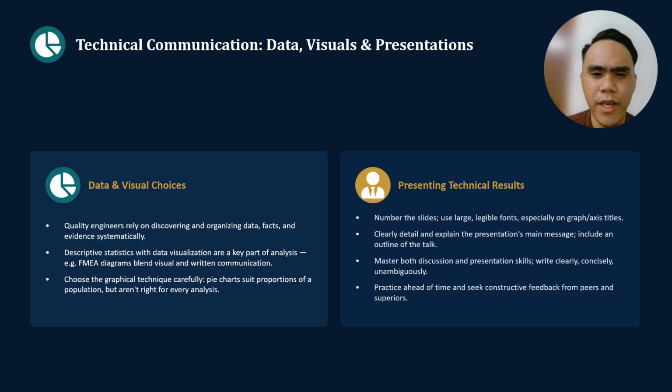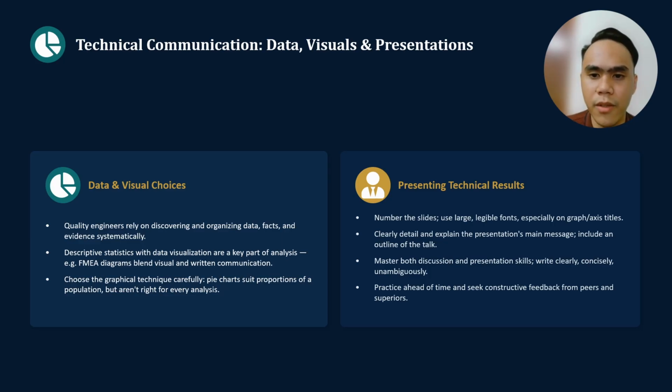All forms of communication convey a message to our receiver, and quality engineers specifically rely heavily on the discovery and organization of data, facts, and evidence, systematically collecting, analyzing, and organizing the material rather than working impressionistically. Descriptive statistical methods involving data visualization are an important part of the analysis process, and some visual displays actually combine visual and written communication together. An example is an FMEA diagram, which we'll cover in more technical depth later in this material.